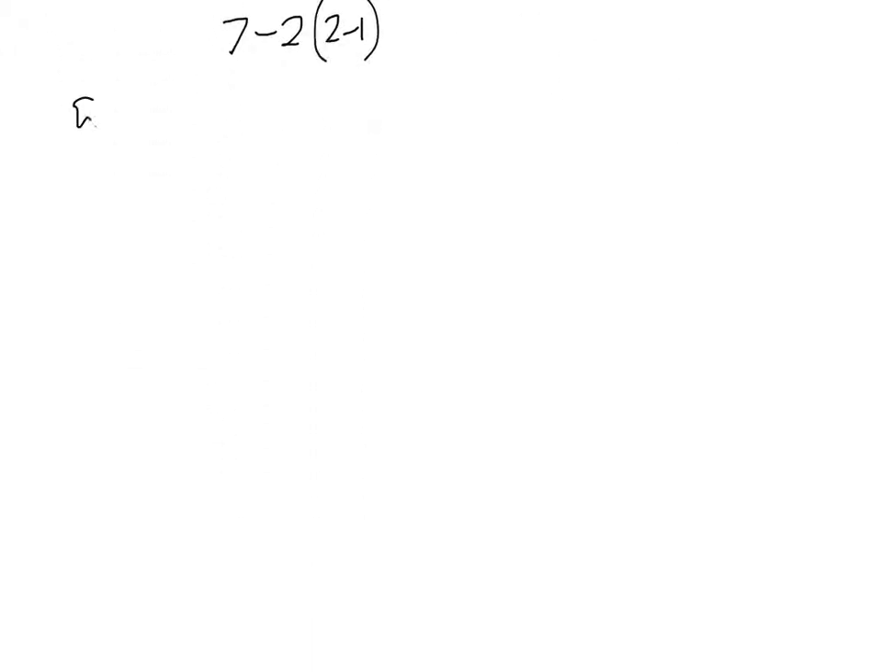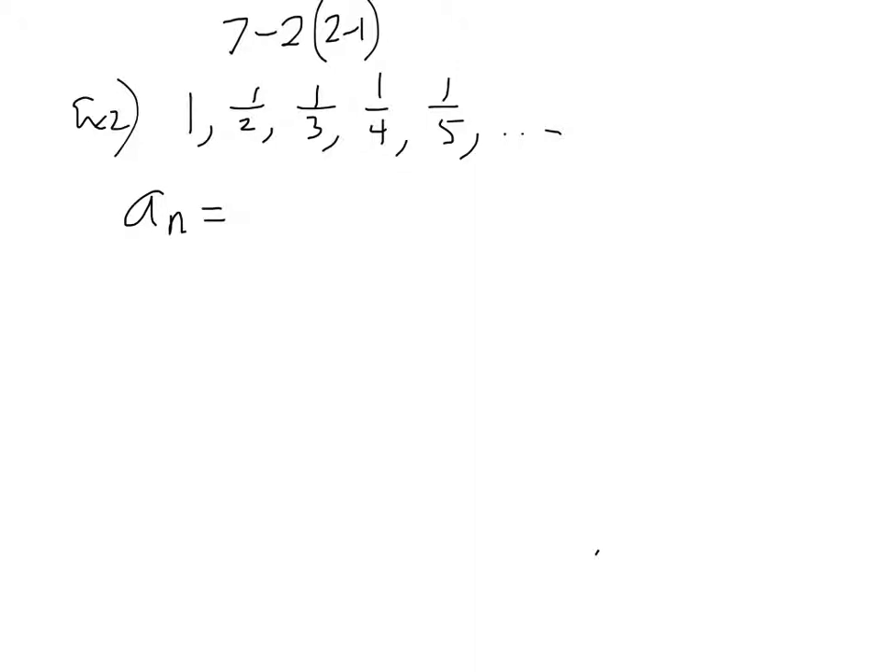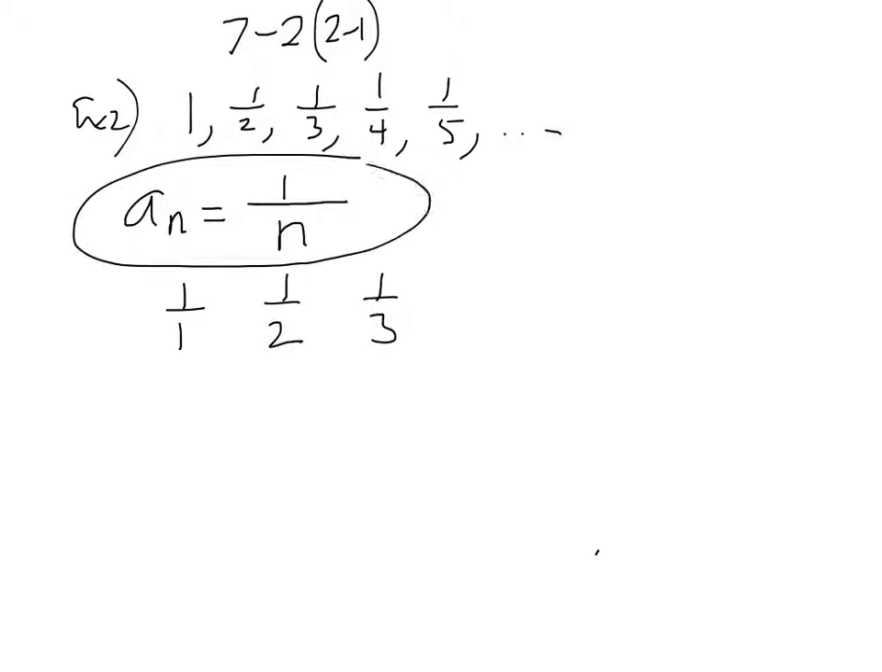Okay. Another example would be, say you have 1, 1/2, 1/3, 1/4, 1/5, etc. Okay, so now the nth term is a fraction, and it happens to be 1 over n. Because the first term is 1 over 1, the second term is 1 over 2, the third term is 1 over 3. So that explicit rule is probably easier than the first one.